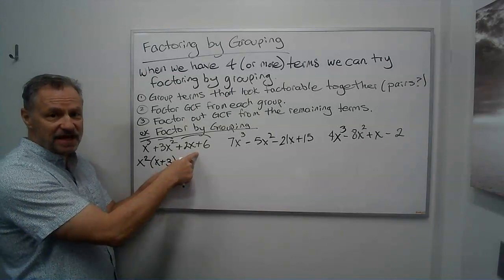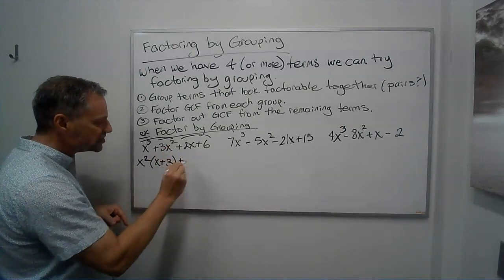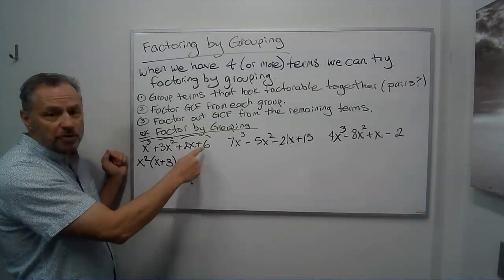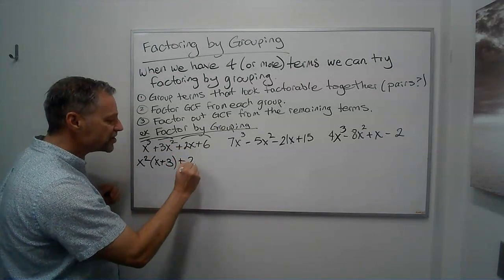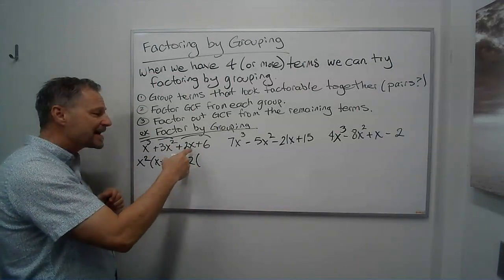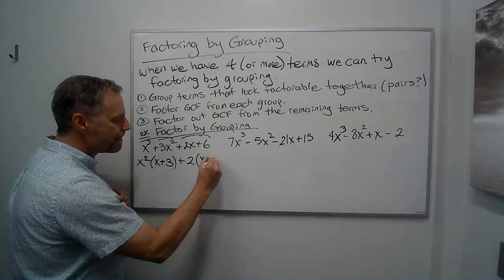All right, now I move to the second group. So it's a plus here. I'm going to put a plus right here. 2 is the greatest common factor. Here, I can factor out a 2. When I divide that out, it leaves me with an x plus 3.